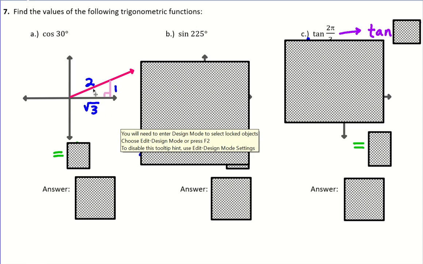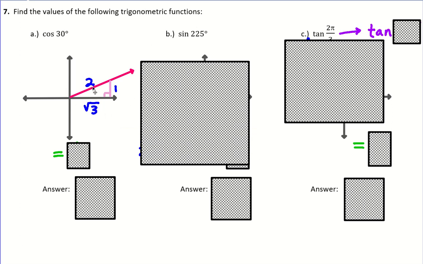And once you have these sides labeled, now you can use your SOHCAHTOA definitions. So for cosine, your SOHCAHTOA definition is adjacent over hypotenuse. So from the reference angle of 30, the adjacent leg is the root 3, and the hypotenuse is 2.